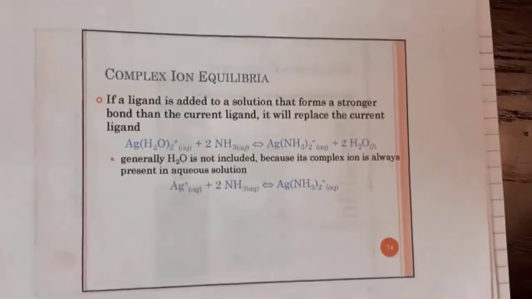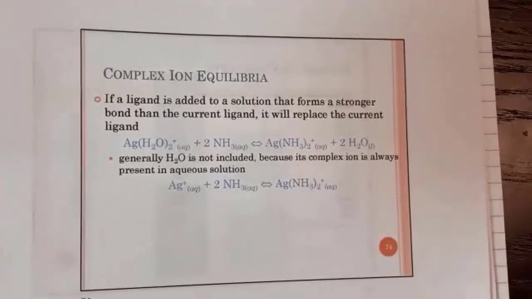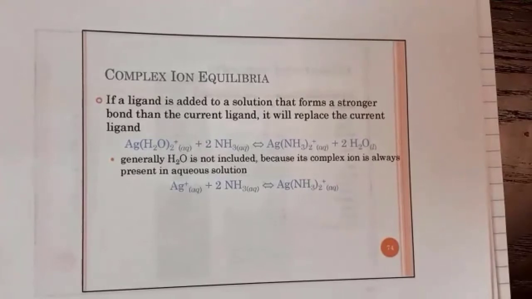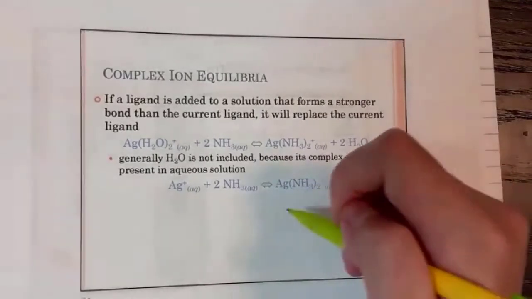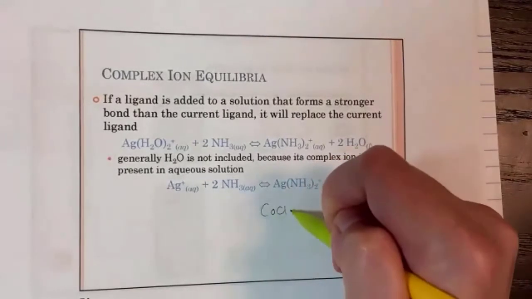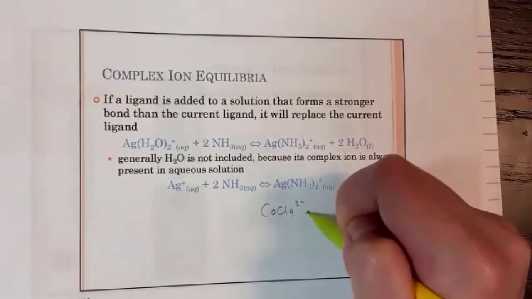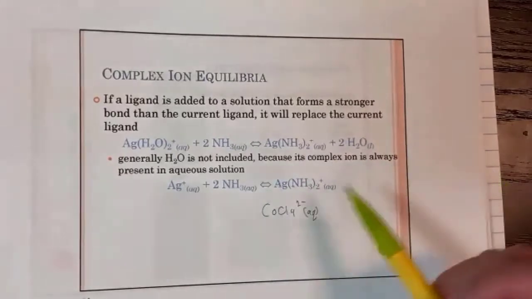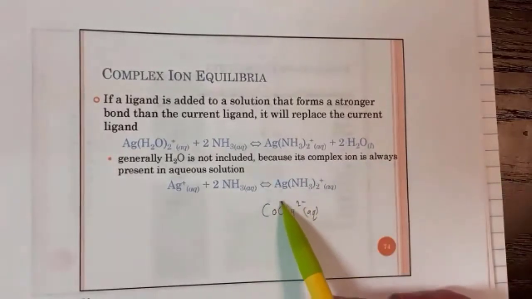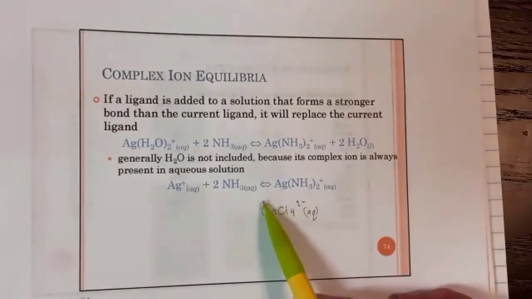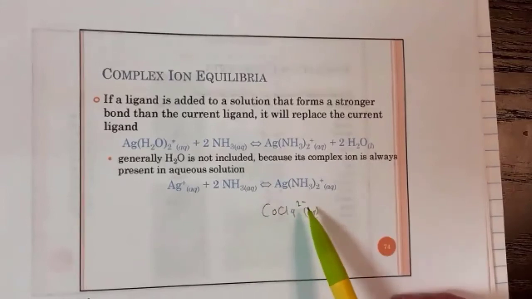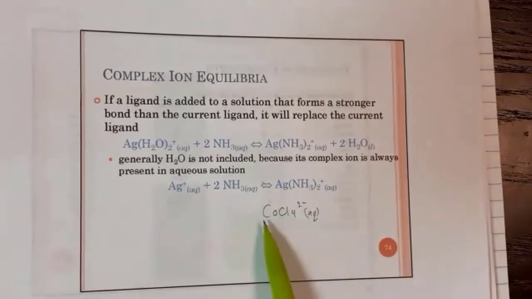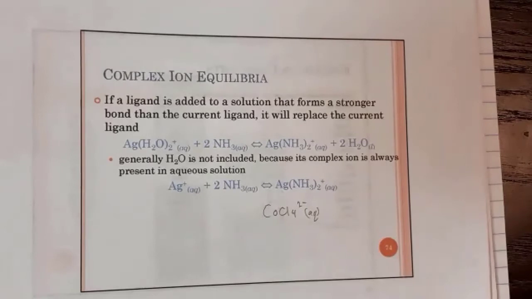For example, in the lab, we had Cl- ions. That's the cobalt one. We had one example, CoCl4 2-, right? Why was it 2-? Because there are 4 Cl, and each one is -1, and the cobalt is 2+, so overall you get a -2 charge. That's why it's -2 here. That's another example of a complex ion.